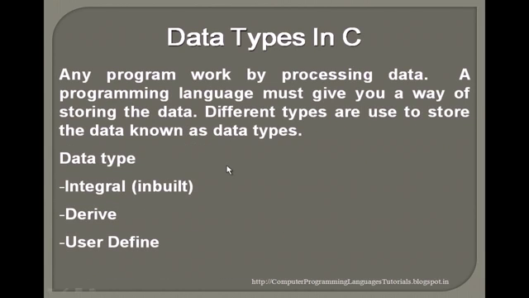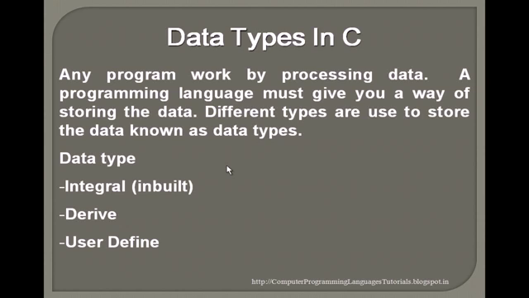Now, an important part of C, data types in C. As you know, any program works by using data. What is meant by data? Data is information. If you have data of a student, then what is the data? Roll number, name, marks of subjects, total, percentage. All these things are known as data.